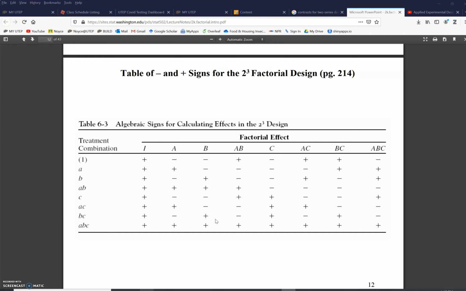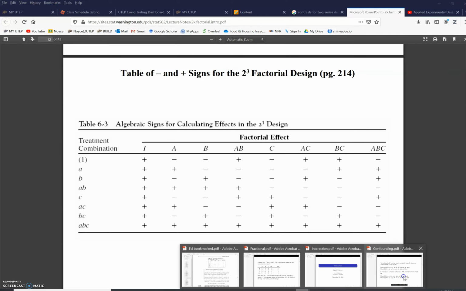Okay, so for A, for example, we can go through and look at all the cases where A is positive, there, and there. Take the average, subtract off the average of the cases where it's negative. We've already seen that in the previous slides. Okay, so I'm going to leave this open, actually. Let's go back to our slides.